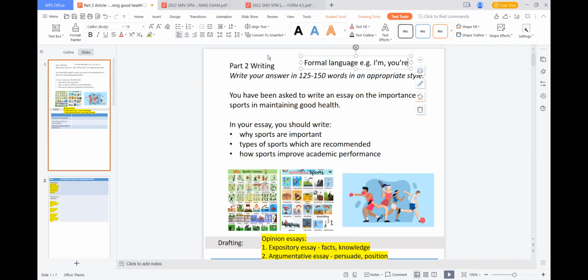So can you write more than the word count? Yes, you can. But just make sure that if you have a lot of grammatical errors, the more you write, the more mistakes you make, and the more marks will be deducted. So if you are able to be concise, around 250, something like that, it's okay. It's good enough.